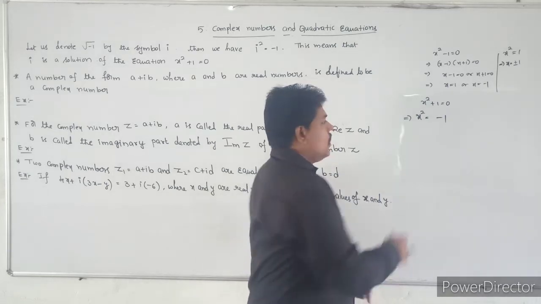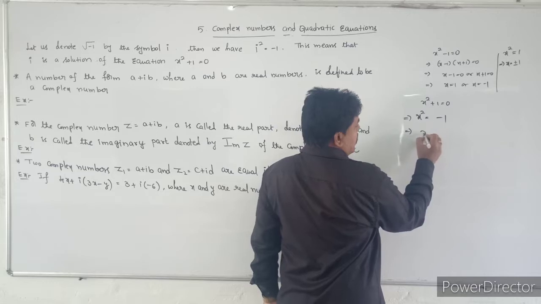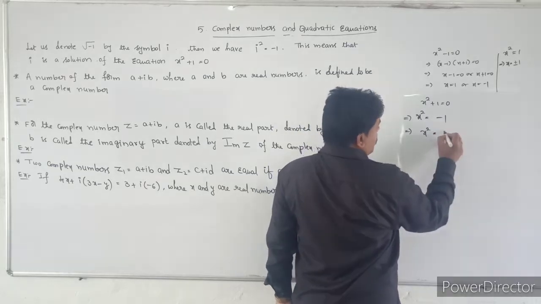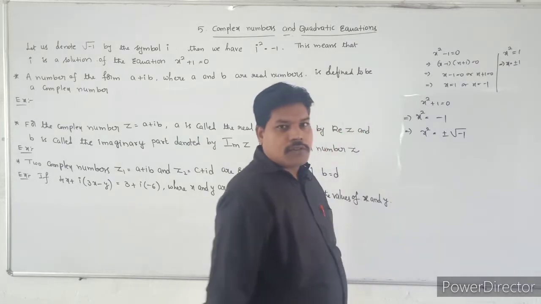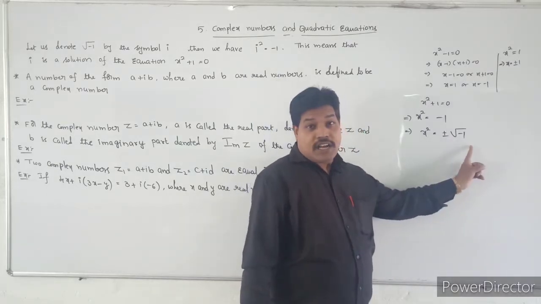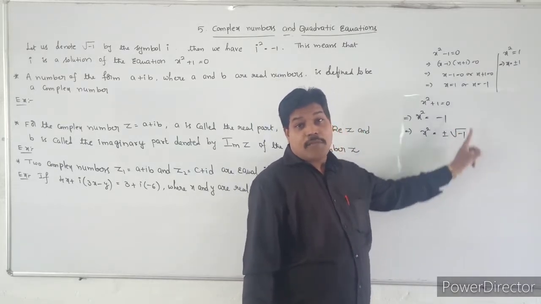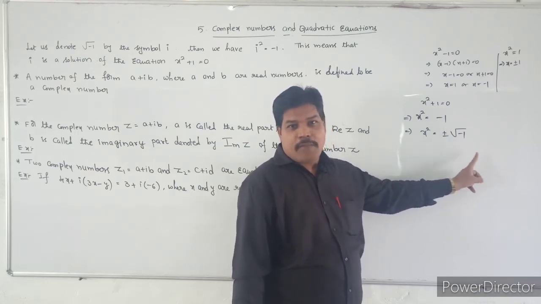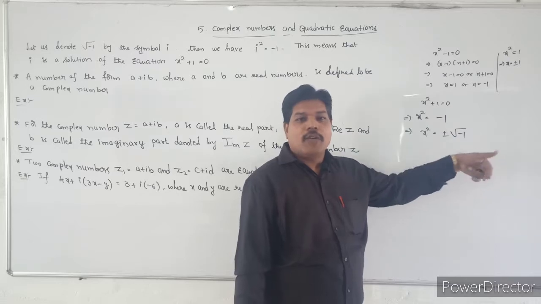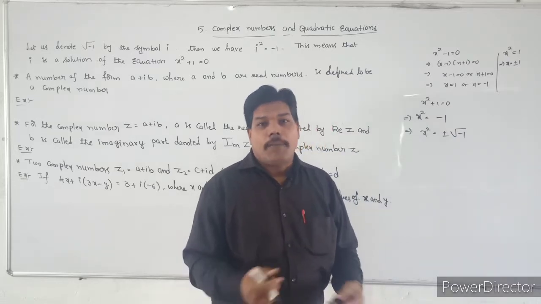So what they introduced is that x is equal to plus or minus square root of minus 1. But under the root there is minus 1. So in the real numbers it is not possible, there is no such number. That's why we are going to introduce the complex numbers.